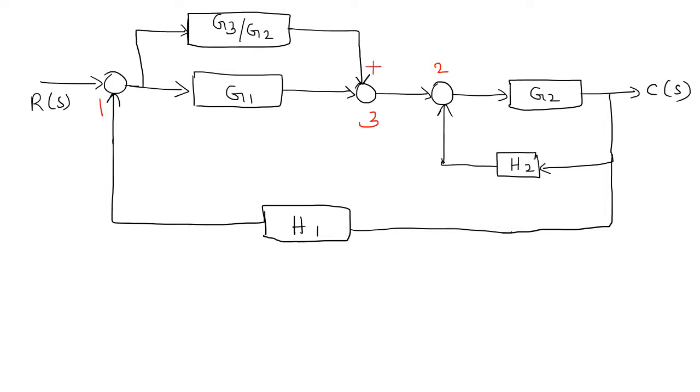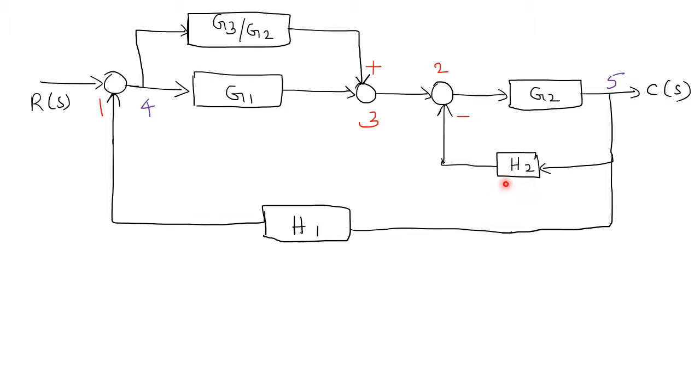Here it was plus and here it is minus. Now what has happened here, the blocks, that is G3 by G2 and G1. These blocks are in parallel. So by looking at the polarity, we can add it as G3 by G2 plus G1, which will be one single block, and G2 and H2 are in the canonical form.